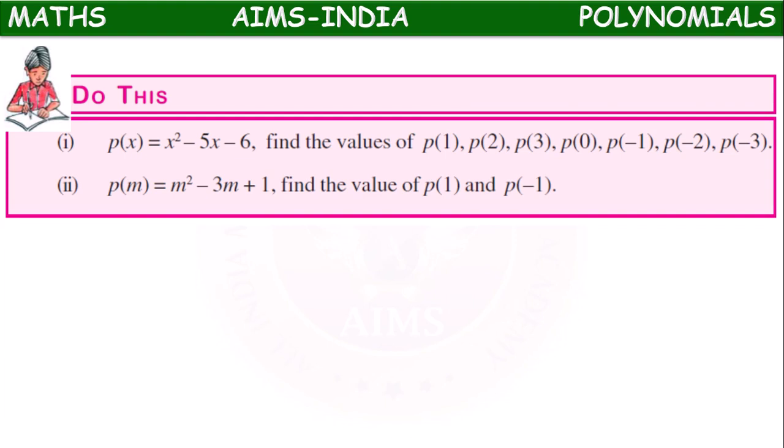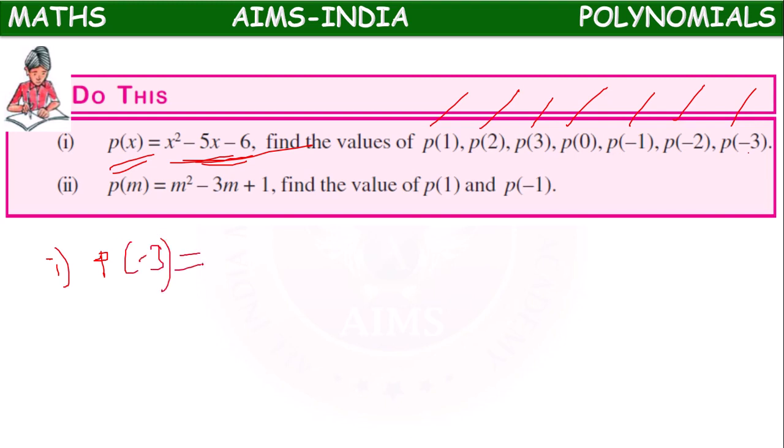Next one. p of x equals x square minus 5x minus 6. Then find the values of p of 1, p of 2, p of 3, p of 0, p of minus 1, p of minus 2, p of minus 3. Let's calculate p of minus 3 for the first question.